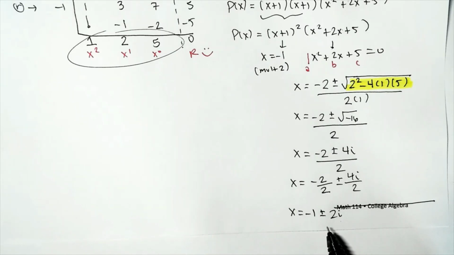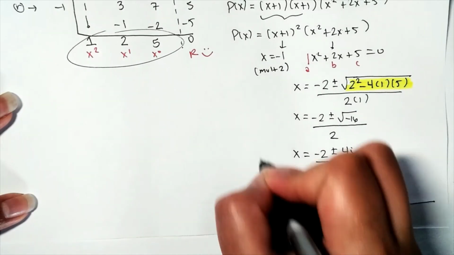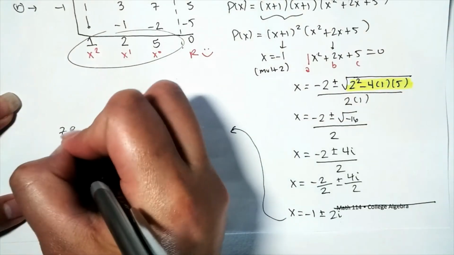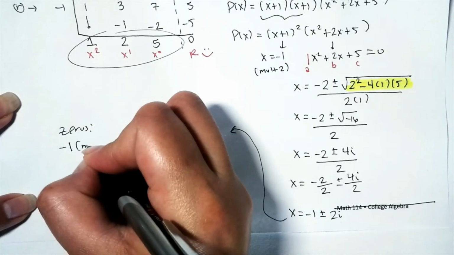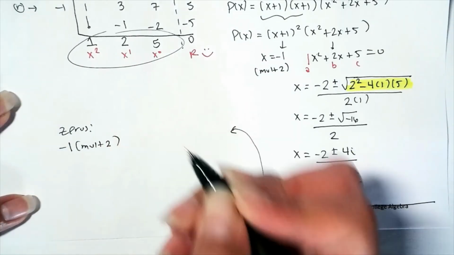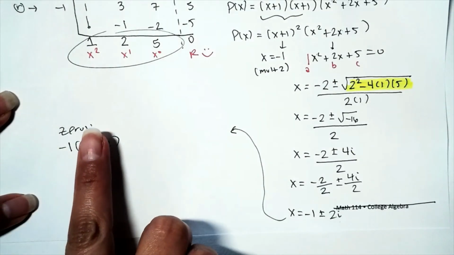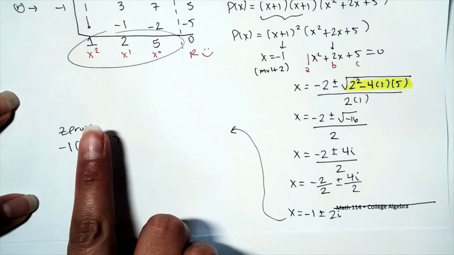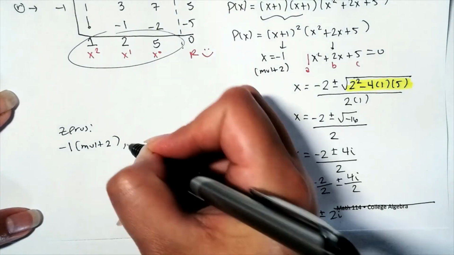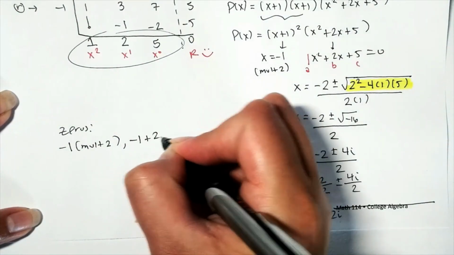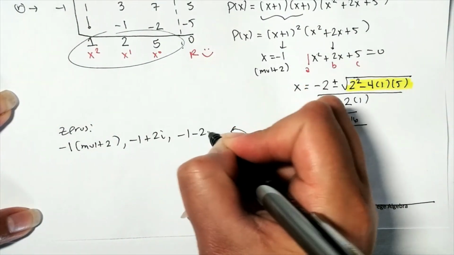So we did it, guys. Let's just go ahead and answer. So we have that the zeros are negative 1, and we need to highlight the multiplicity. If we don't, then we're just going to list 3 zeros instead of all 4. Negative 1 with the multiplicity of 2, followed by negative 1 plus 2i, and negative 1 minus 2i.